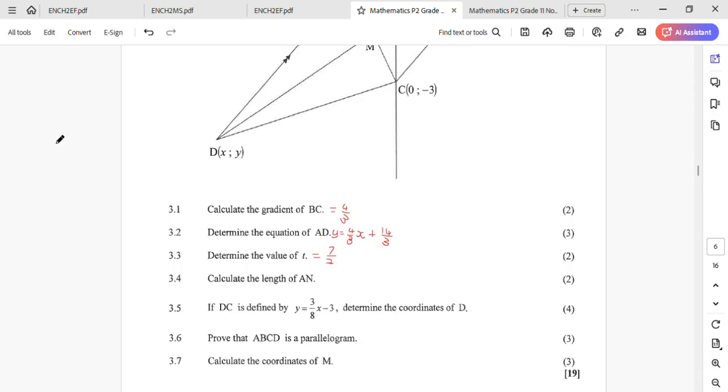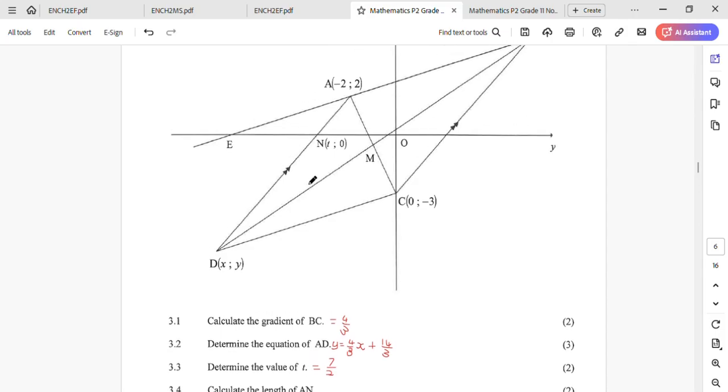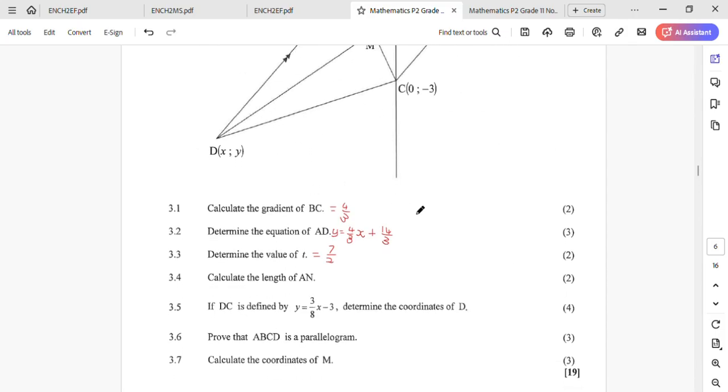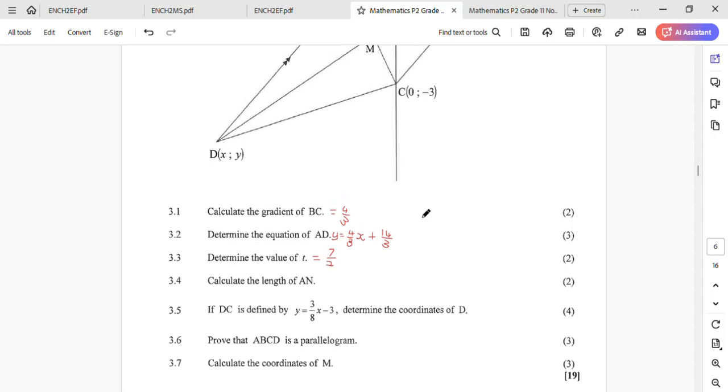So we are calculating the length AN. We have the coordinates of N, we have the coordinates of A. So what are we going to do? We are going to use the length formula. Okay, the formula. Length AN, just put the capital letters AN.